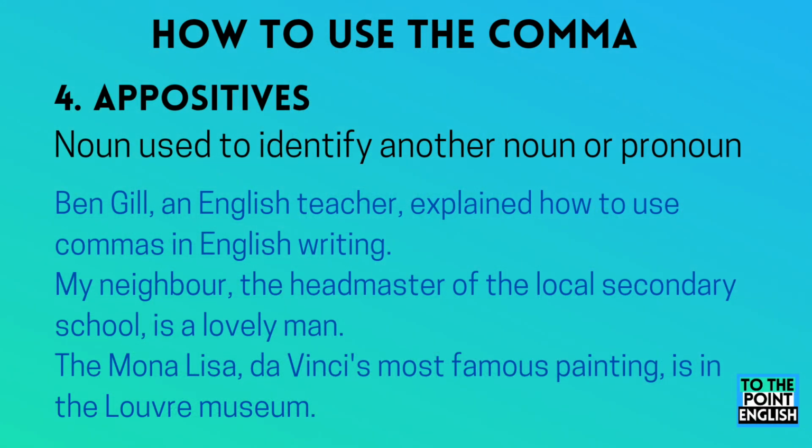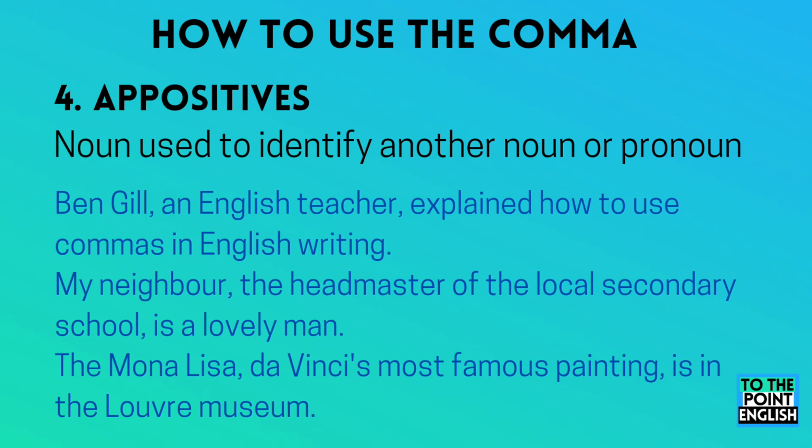And the fourth way we use commas in English writing is with appositives. Now, an appositive is a noun which is used to identify another noun or a pronoun. So again, looking at the examples, it will become clear. Ben Gill, an English teacher, explained how to use commas in English writing. So again, it signals when to pause. If I say, Ben Gill, an English teacher, explained how to use commas in English writing, it sounds very strange, right? You need to pause. And the comma signals when the reader needs to pause.